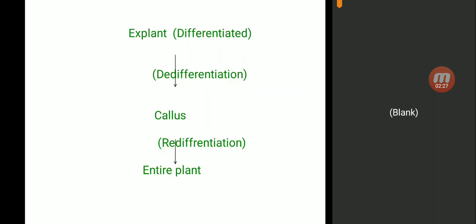Well, an explant is any part of the plant that is used for the culture. It can be a leaf part, a stem part, or any part like a flower, anther of a flower or ovary, etc. So this goes for dedifferentiation to result in the callus, which is nothing but an unorganized mass of cells, and this callus will become the entire plant through the process called redifferentiation.